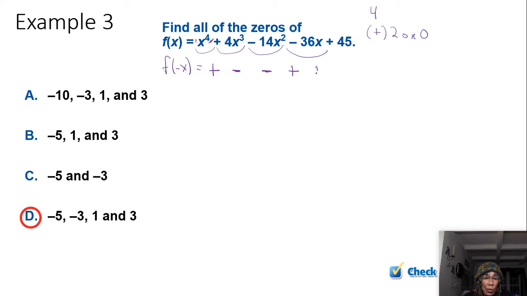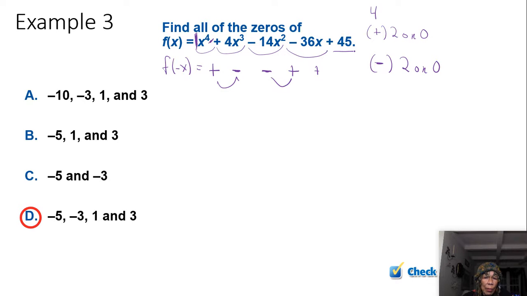So we have 2 sign changes, so the negative real zeros are also 2 or 0. That's the number of them. Now I have to find out what they are. Now I'm going to find out what they could be, all the possibilities. So fortunately for us, the lead coefficient is 1.